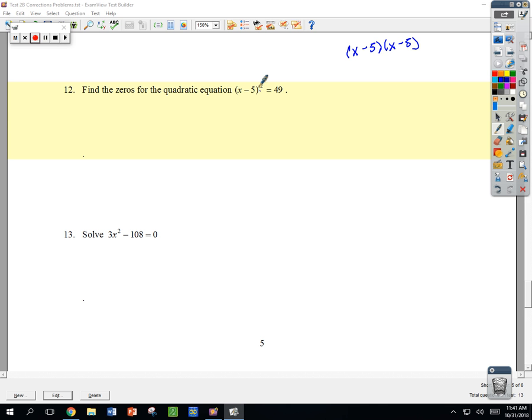So because this whole thing's being squared, I can't move the 5 yet. I have to undo the square first. And so when I take the square root of both sides, remember you get plus or minus whatever the square root of that is. In this case, it's 7. So I get x minus 5 equals plus or minus 7. So I would add 5 to both sides. And I get x is equal to 5 plus or minus 7. Well, 5 plus 7 is 12. 5 minus 7 is negative 2. So 12 and negative 2 are your answers.